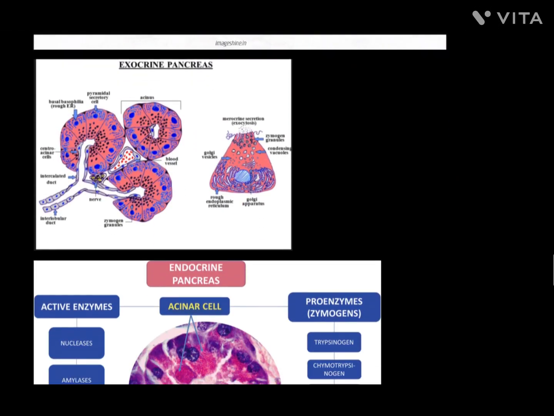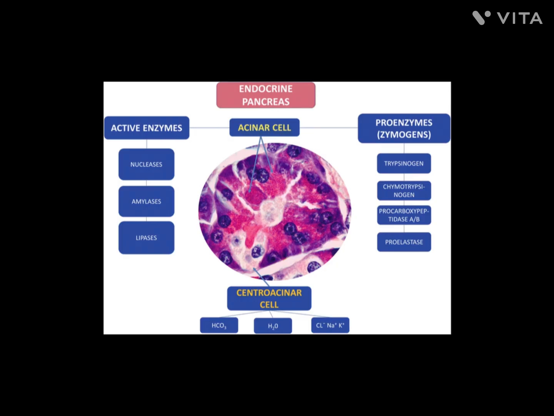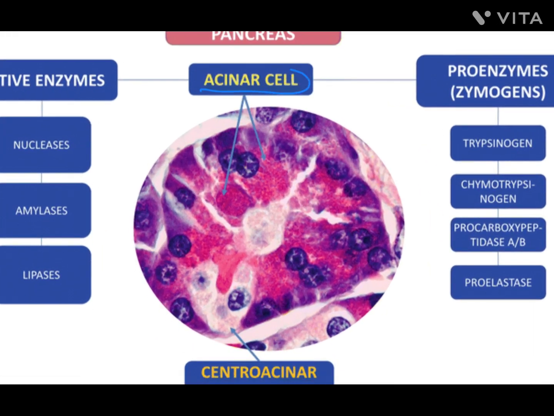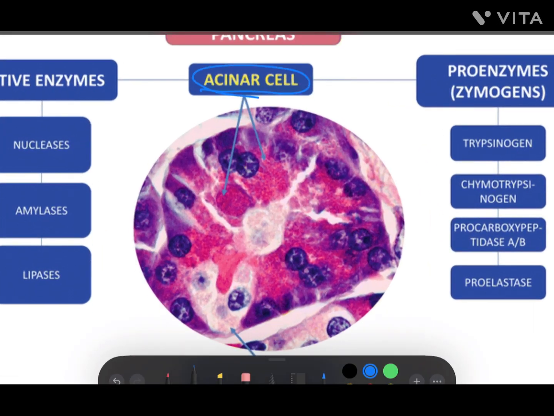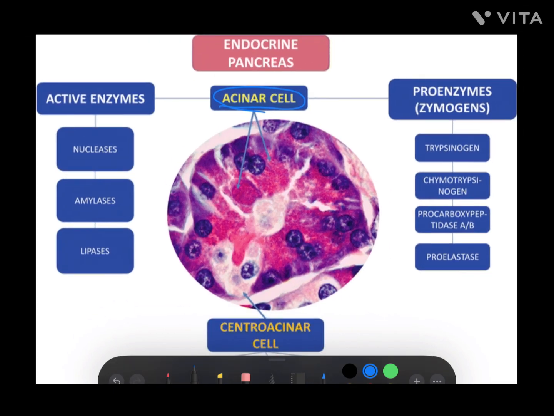In exocrine function we can see acinar cells. These are the acinar cells, you can see here. These acinar cells will produce enzymes like trypsinogen. It will divide into two different types of enzymes: proenzymes and active enzymes. In exocrine, it will produce trypsinogen, chymotrypsinogen, lipase and amylase.